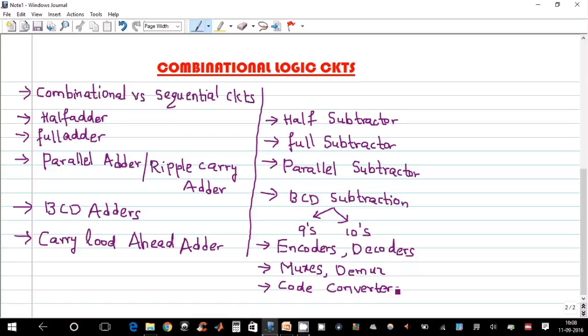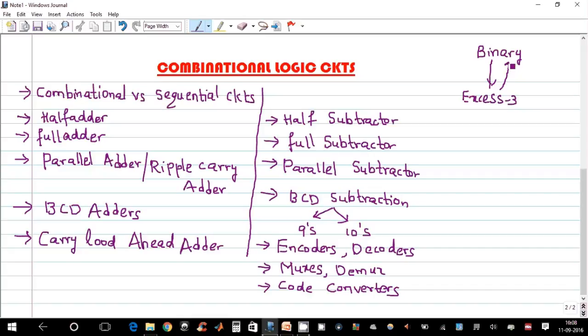Code converters are the circuits that convert the code from one number system to another number system. Let's say we have a number in the binary format, and we are asked to construct a combinational logic circuit that converts this binary number to, let's say, XS3 code. These types of conversions are performed by code converters. We will try to build some combinational circuits for this conversion.